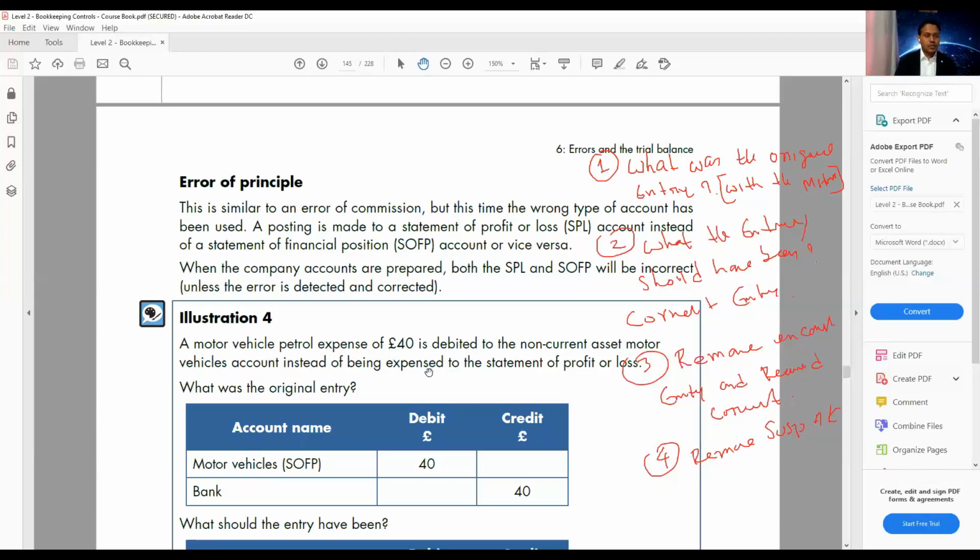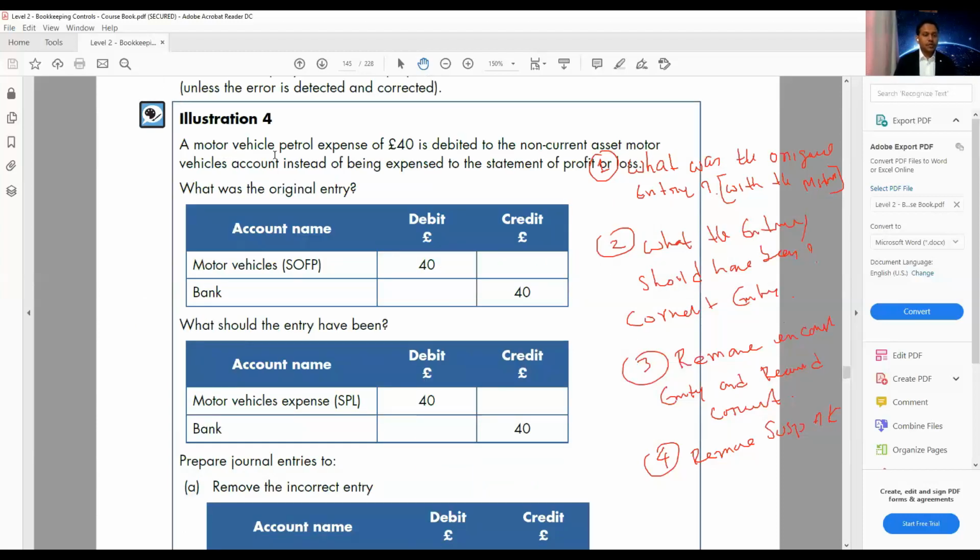Let's have a look at this one. A motor vehicle petrol expense. The expense was for petrol, £40, but it is debited to the non-current asset motor vehicle. So rather than saying this is a petrol expense of the motor vehicle, I'm saying this is a motor vehicle. That means I'm not paying for the petrol, rather I'm buying a full motor vehicle.